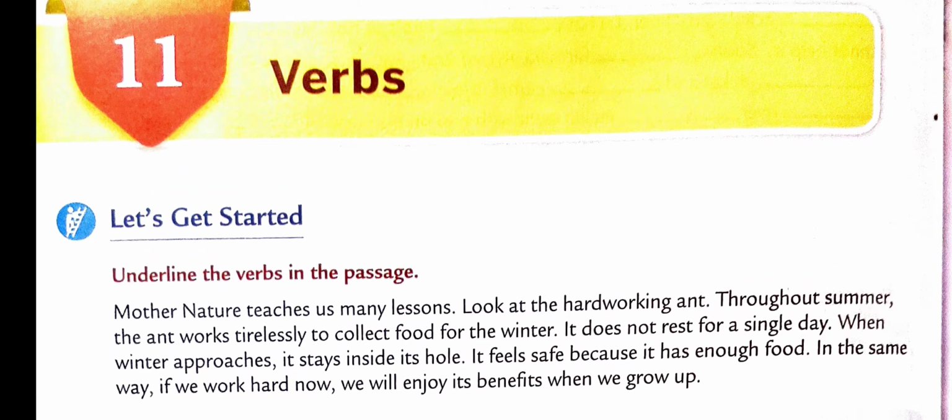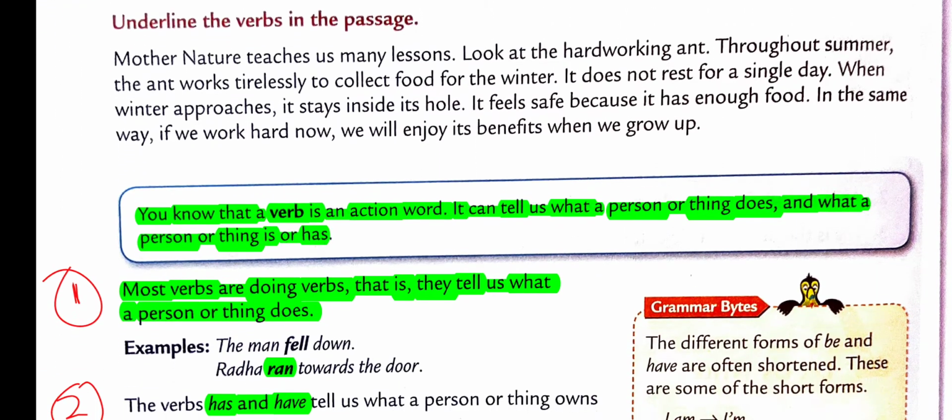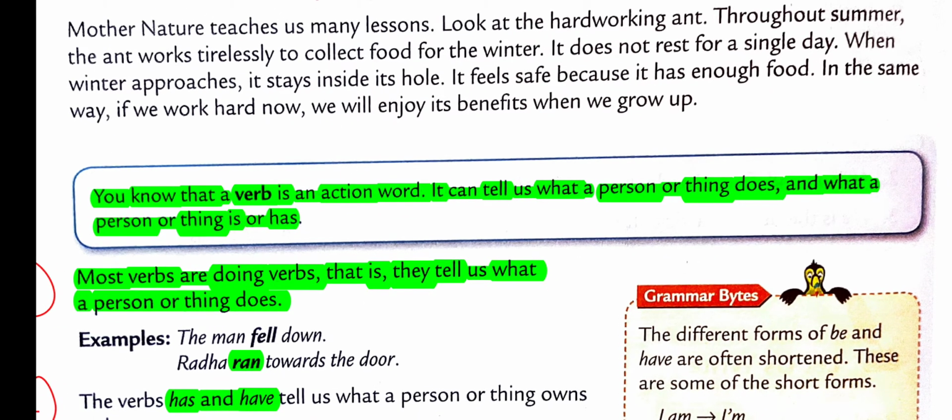As we all already know, verbs are action words. Verbs suggest what the subject of a sentence is doing. This is the definition that we are given here: a verb is an action word. It can tell us what a person or thing does, and what a person or thing is or has. So the basic function of a verb is telling us what a thing or person is doing, what a person is, and what a person has.